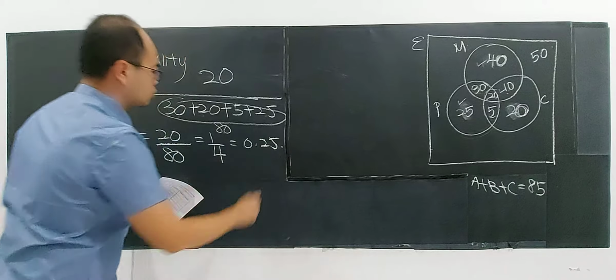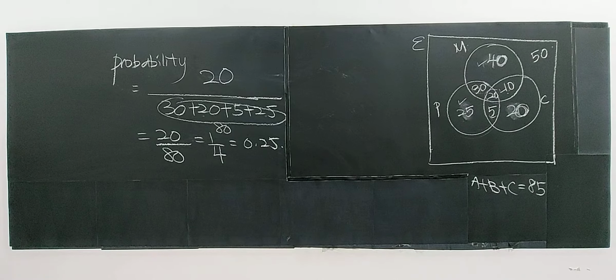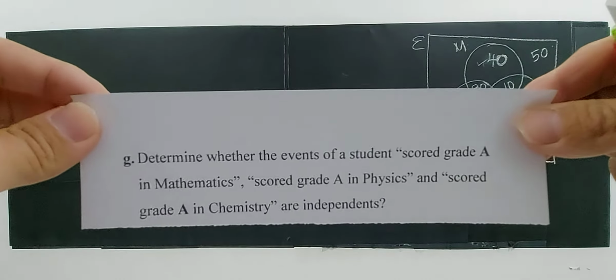25%, 0.25. The probability. So what I try to explain to you is, I want you to know how to look at the Venn diagram, how to use the Venn diagram to find conditional probability. That is the purpose of this video. Alright, the last question will be, alright, lastly, look at this question.